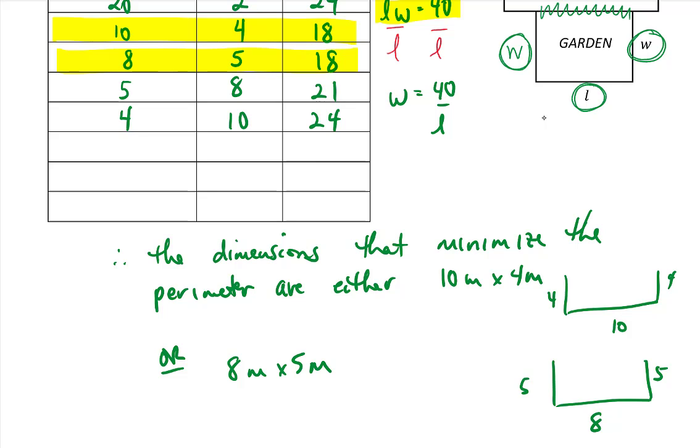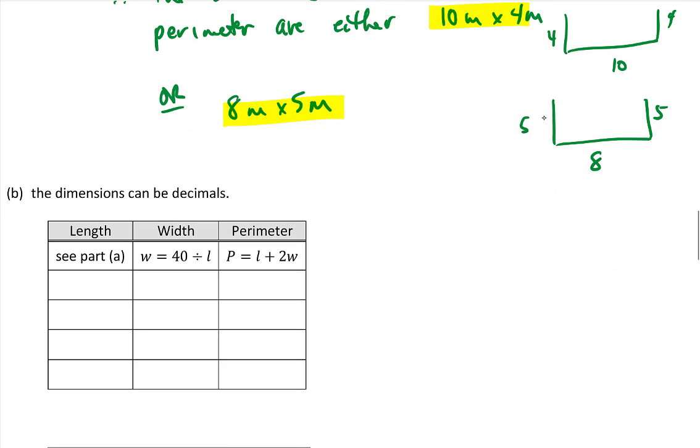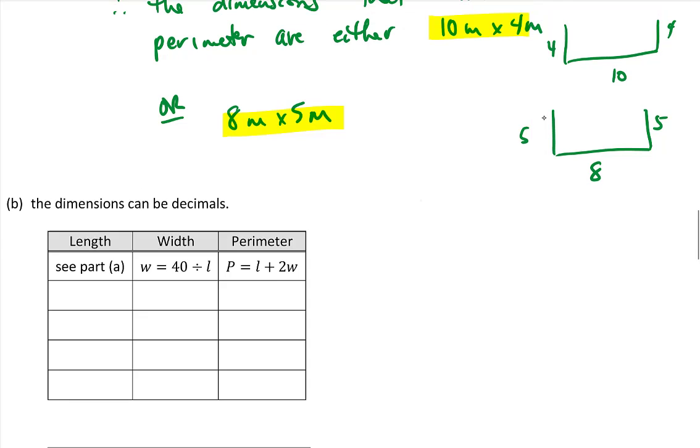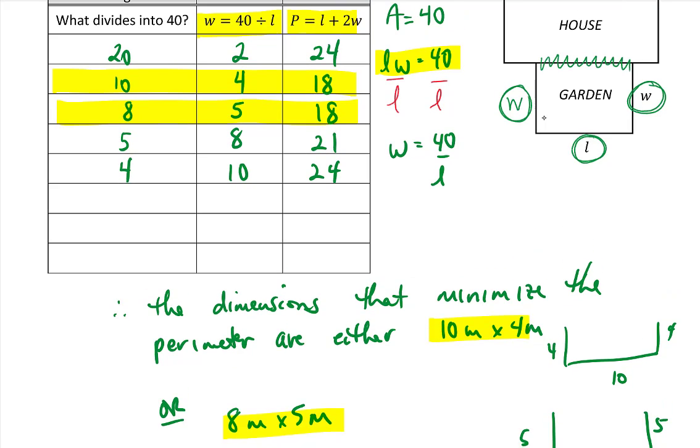So again, for this one, we have two answers. 10 by 4 and 8 by 5 give us the minimum perimeter of 18 meters. What if the dimensions can be decimals? Well, going back to part A, we see that a length of 10 or a length of 8 gives us the smallest perimeter. So somewhere in between should hopefully give us an even smaller perimeter.